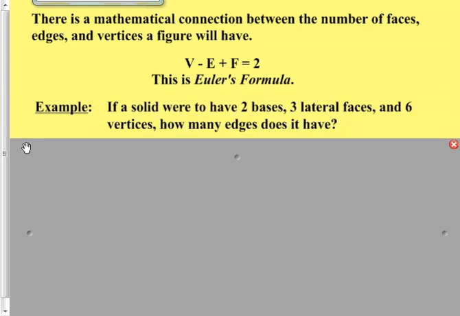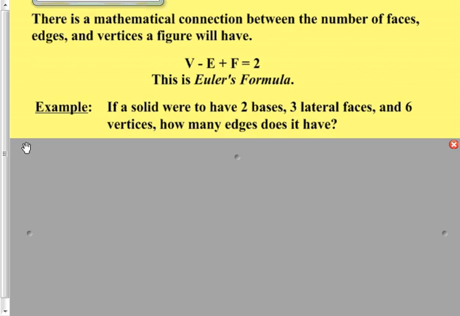Okay, let's put this formula to an example here. If a solid were to have 2 bases, 3 lateral faces, and 6 vertices, how many edges does it have? Now, obviously, in the formula, very similar to the Pythagorean theorem, there are 3 unknowns, and as long as you can plug in 2 of the unknown values, then you can solve for the third one.